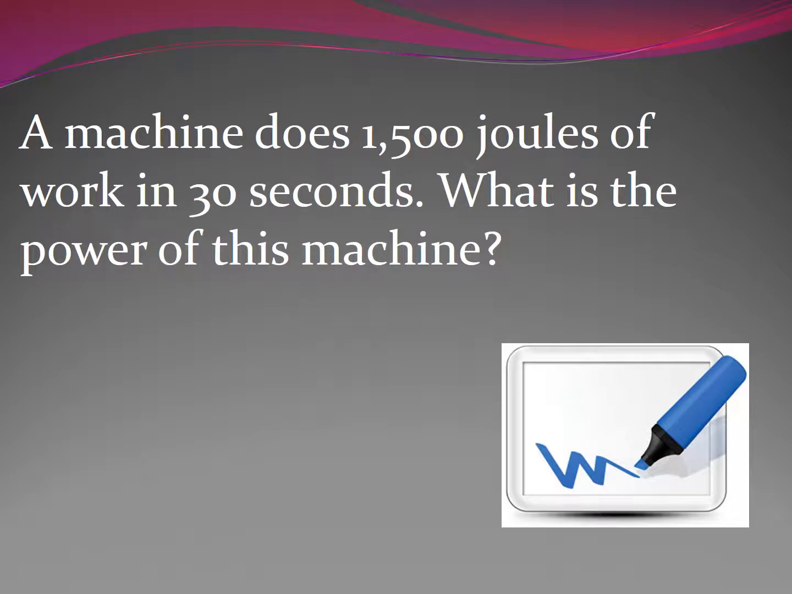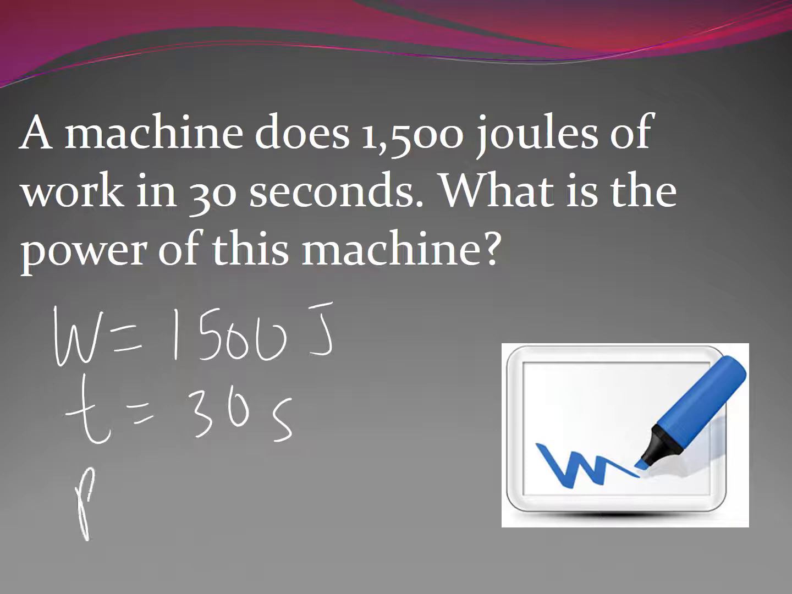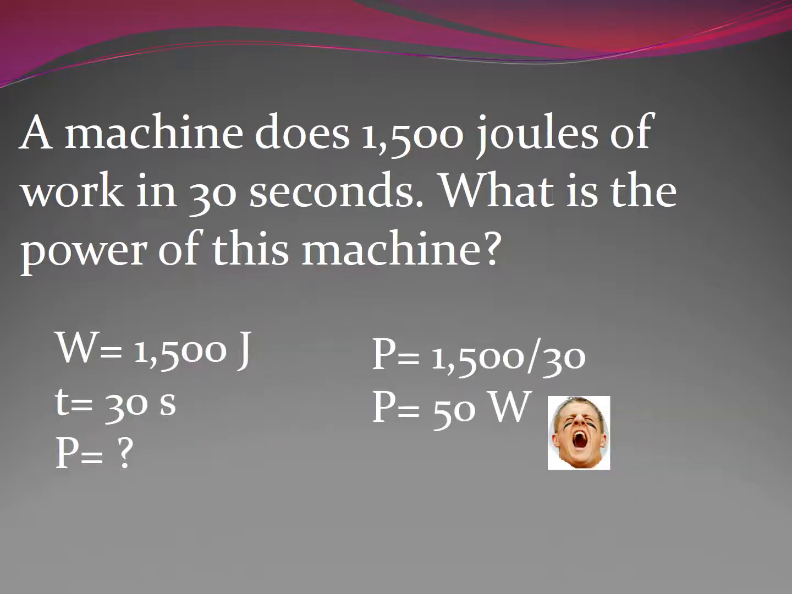So a machine does 1,500 joules of work. So again, write your variables first. Work is 1,500 joules. And time is 30 seconds. What is the power of this machine? So again, power is work over time. So we have 1,500 joules divided by 30 seconds. That gives me 50 watts. That's how much power we have.